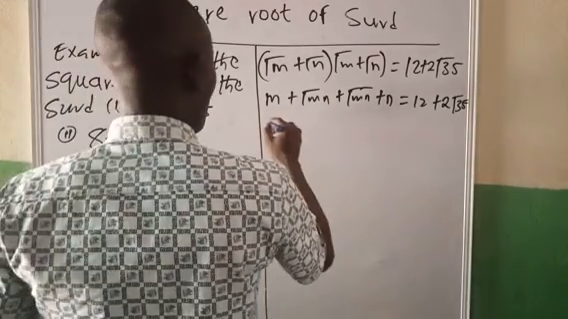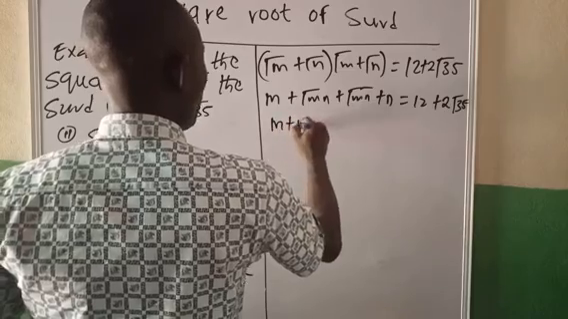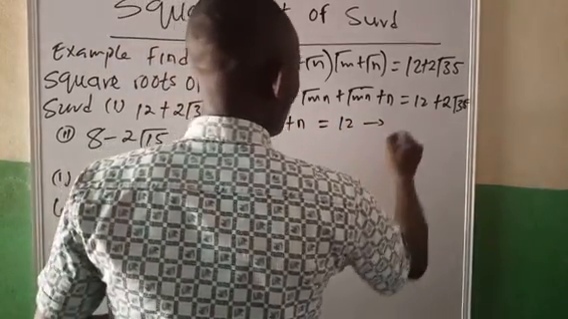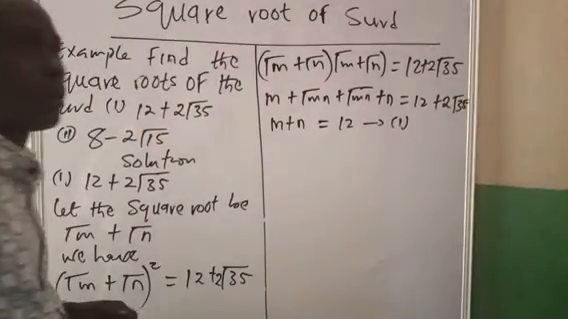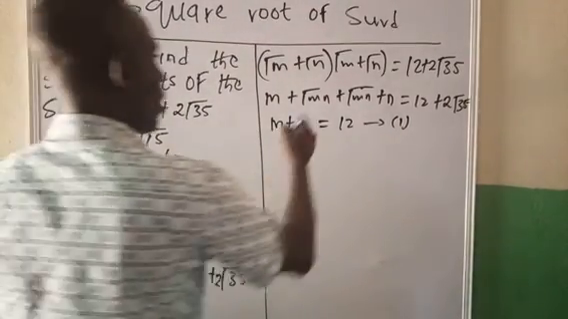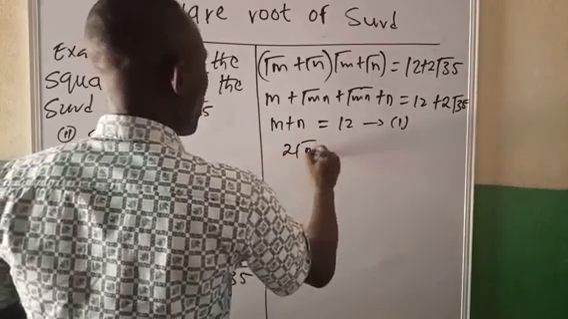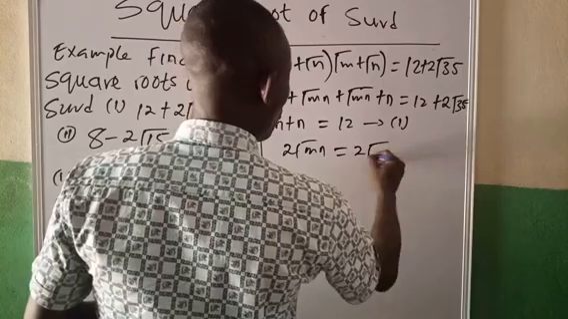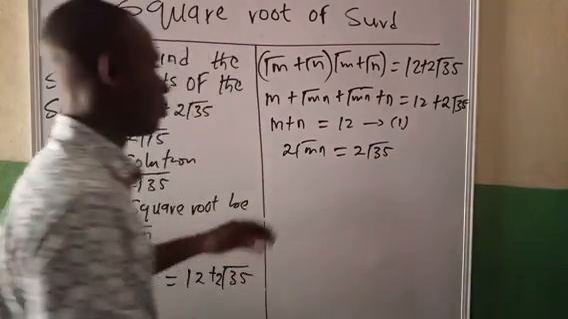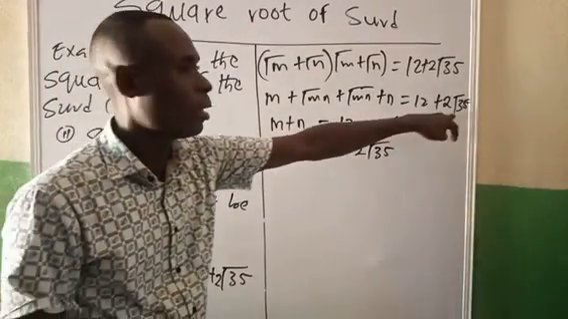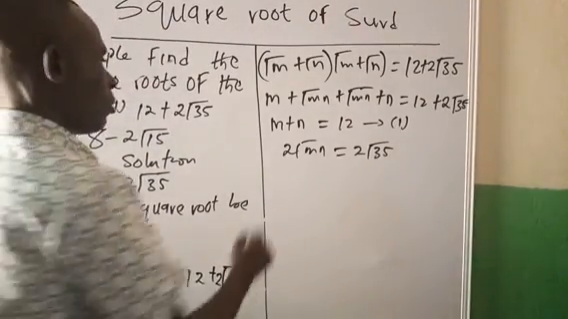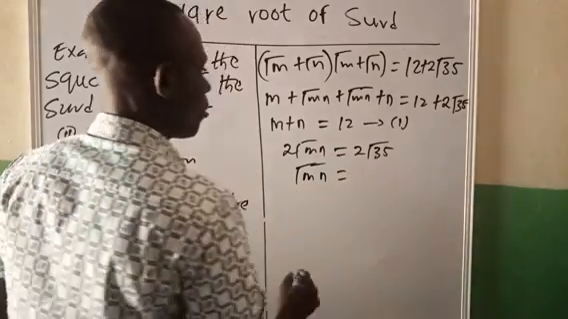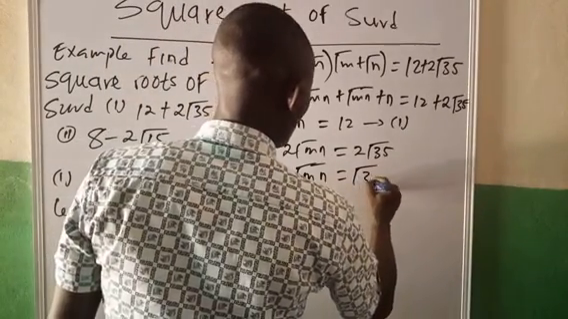So from here we have our m plus n, their whole number, will be equal to 12. That is equation 1. Then you have this plus this, which is 2 root mn, that would be equal to 2 root 35, because this one is the other square root. So 2 can cancel 2 to have root mn is equal to root 35.